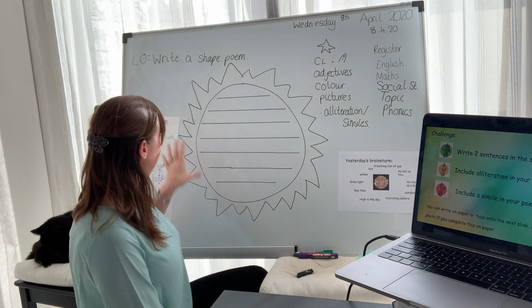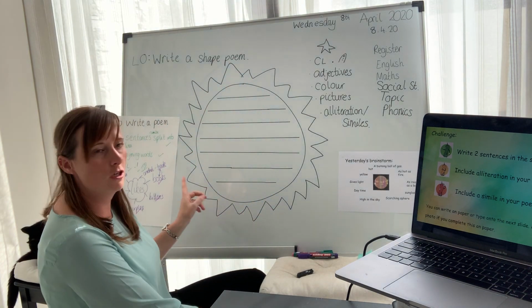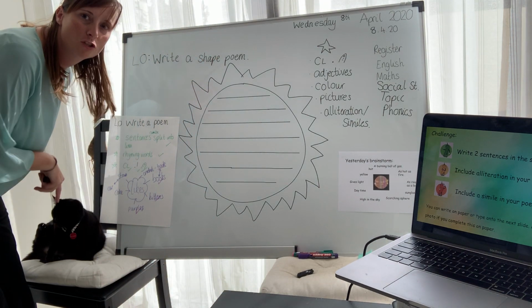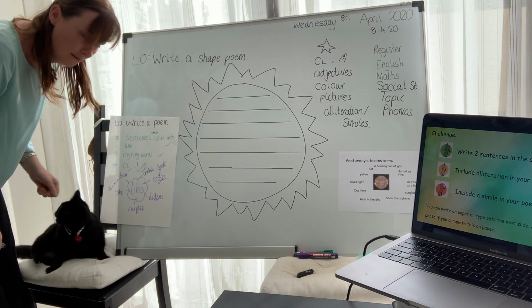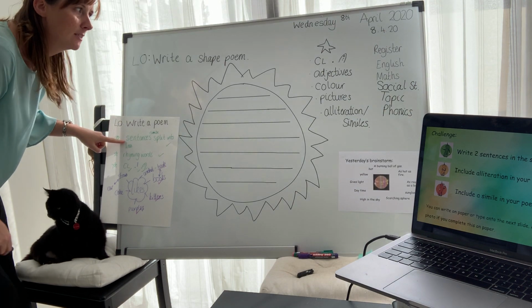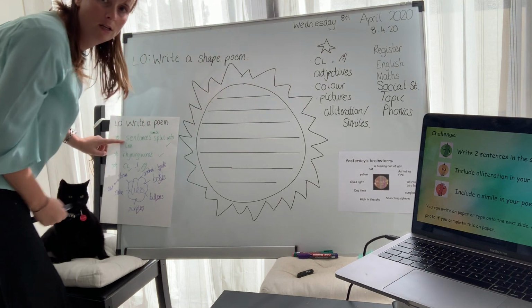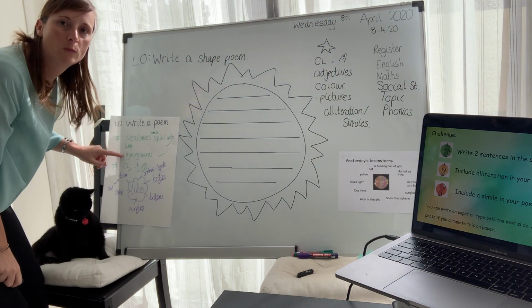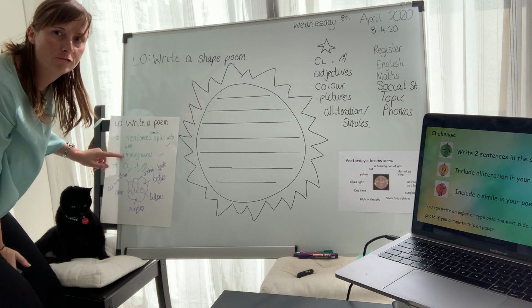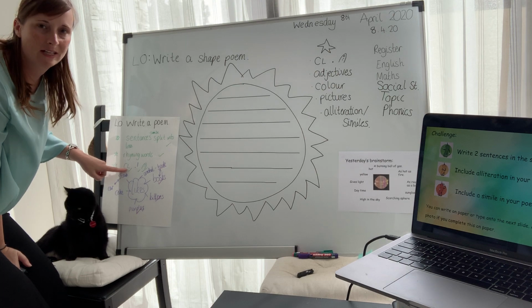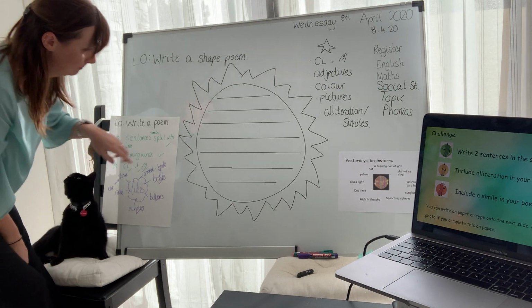So here is my shape. I've got last week's success criteria. Show you here. I can't sit down because Sooty's here today. Say hello, Sooty. So last week we thought that poems could be split up. A sentence doesn't have to be on one line. It can go over multiple lines. Last week we looked at rhyming words. You don't have to do rhyming words this week, but you can if you want. And of course we have to have our capital letters, finger spaces, full stops.